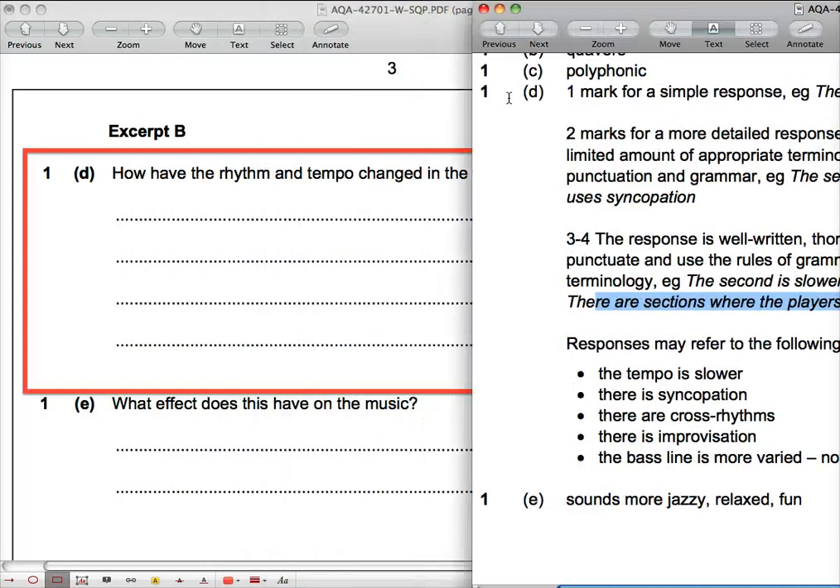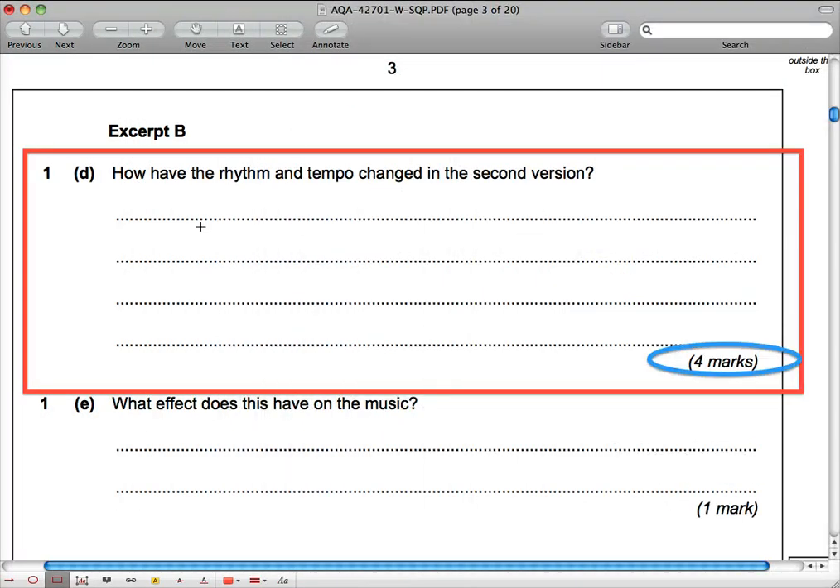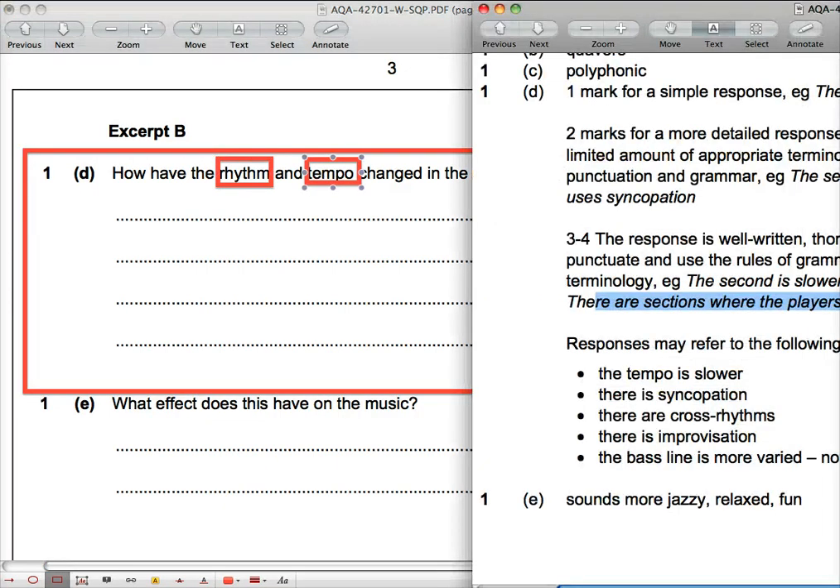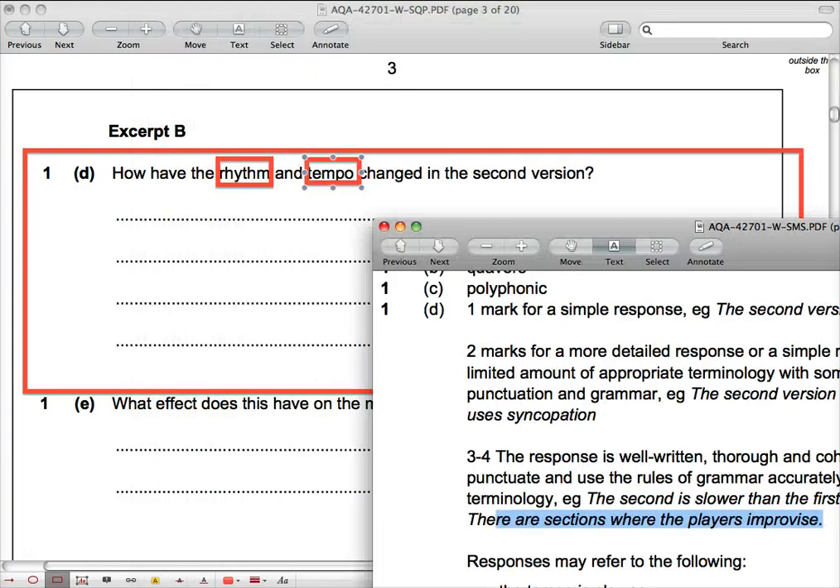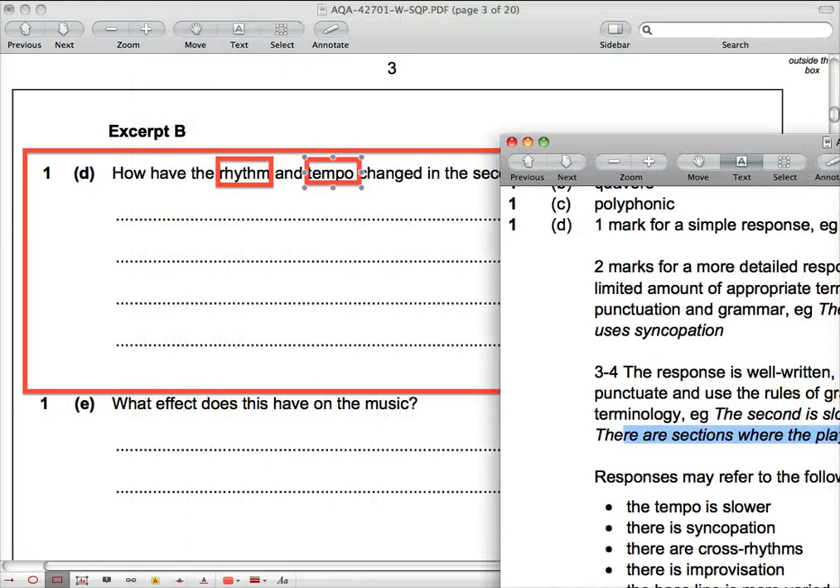Now, if you look at the question, you can tell what sort of answers they were looking for straight away, because it asks you to talk about rhythm, which is why they've mentioned syncopation in their example, and it asks you to talk about tempo, which is why they've mentioned that the second version is slower. So there's the 2 main points there.